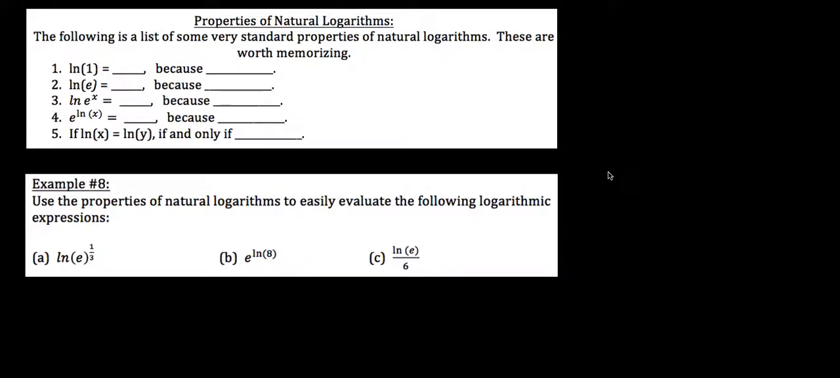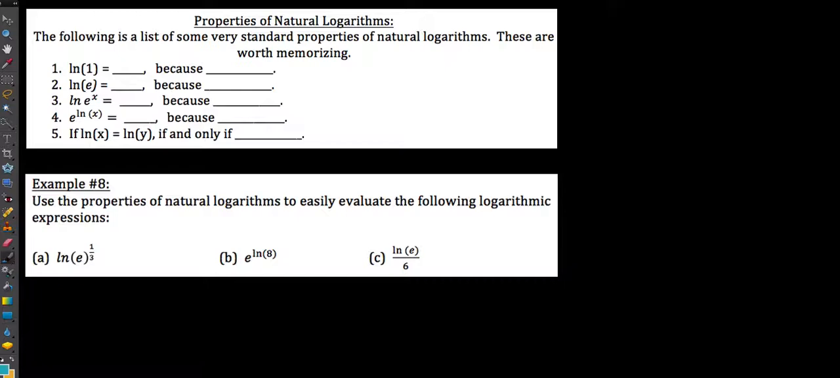Okay guys, in our last video we looked at some properties of logarithms. We're just going to take a brief moment to summarize these properties also for the natural log function. So it says the following is a list of some very standard properties of natural logs. These are worth memorizing. So what would be true about the log of 1?